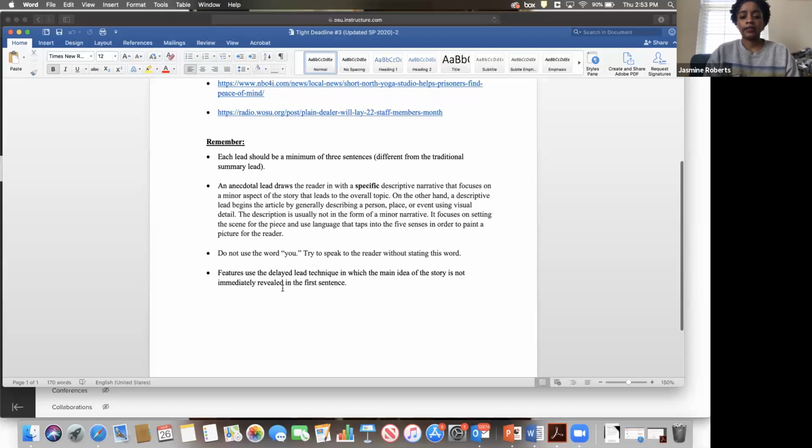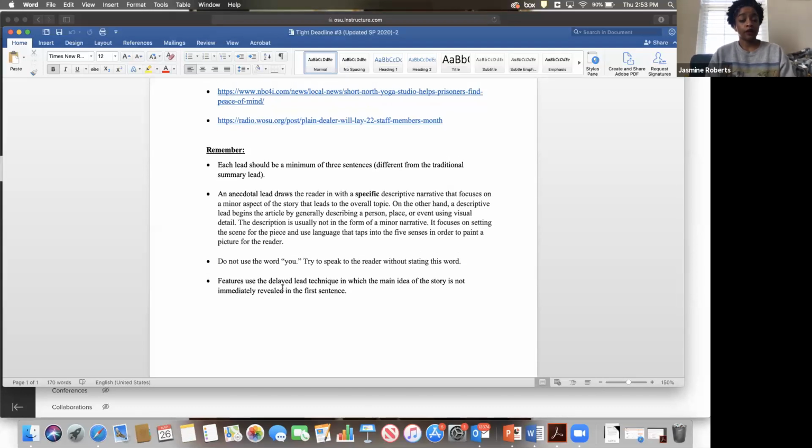And since your feature leads are going to be a little longer in nature, you're not going to tell the reader the purpose of the story in the first sentence. What you're going to do instead is set the scene for about 3 to 4 sentences. And that last sentence in the paragraph is when you're going to create what we call the kicker, bring it home and tell the reader what the purpose of the story is. So that's essentially it for next Tuesday's assignment.